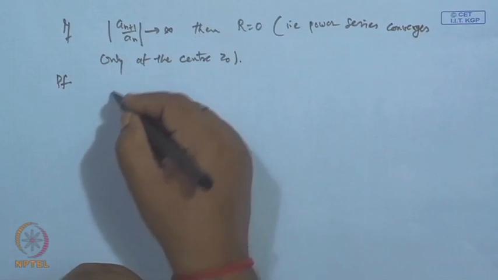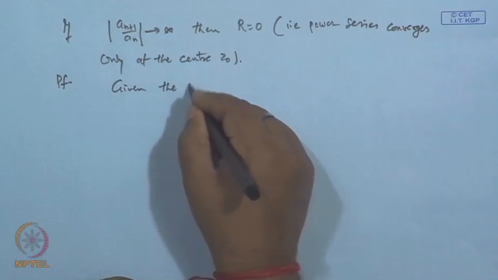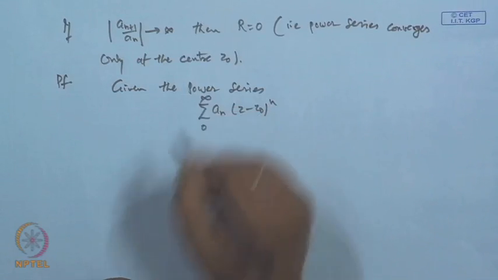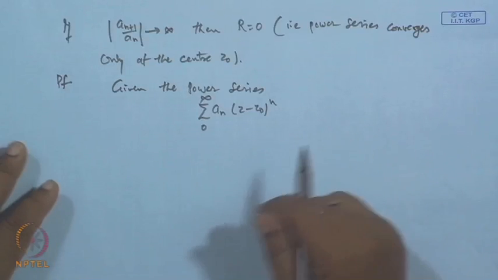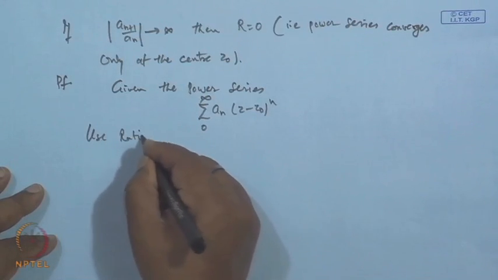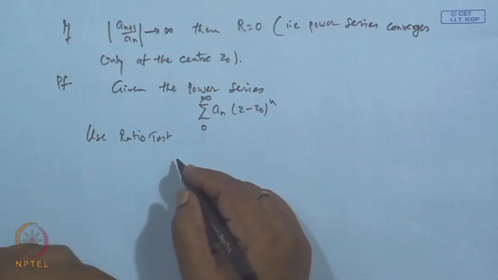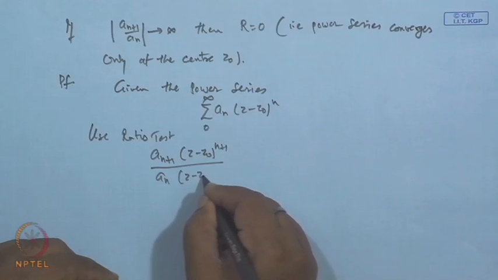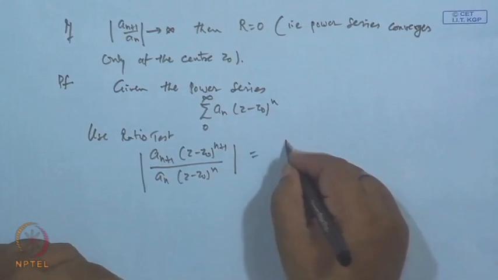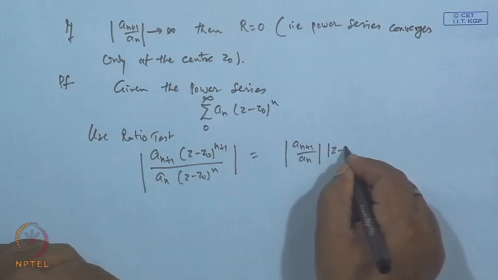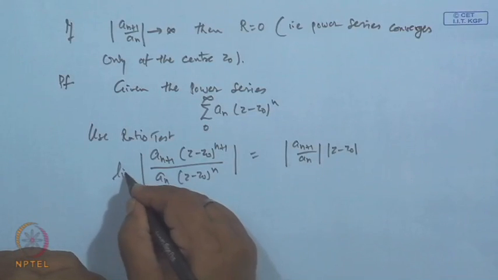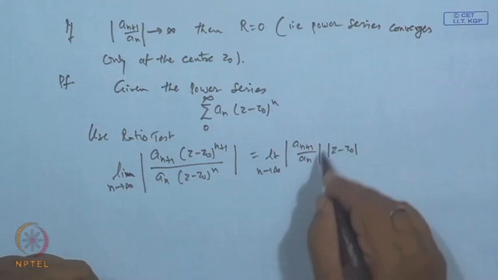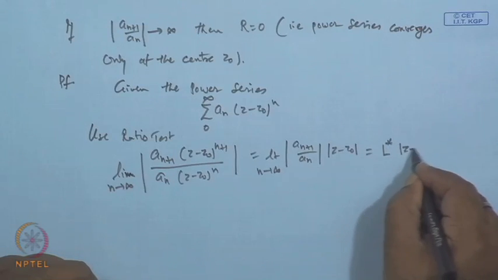The proof is simple. Given the power series sigma a n (z minus z naught) to the power n, from 0 to infinity, with center z naught, use the ratio test. u n plus 1 over u n is a n plus 1 (z minus z naught) to the power n plus 1 over a n (z minus z naught) to the power n, which equals mod of a n plus 1 over a n times mod z minus z naught. Since the limit exists, taking the limit as n tends to infinity, and since mod z minus z naught is free from n, it is equal to L star mod z minus z naught.